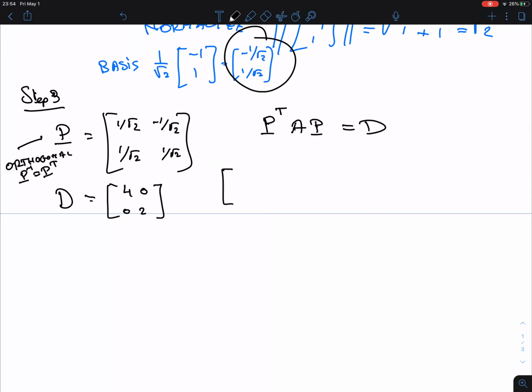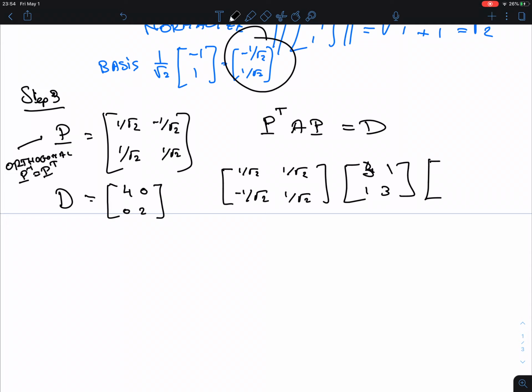So okay, let's write down the transpose of P first. So this is P, so the transpose of that is 1 over radical 2, minus 1 over radical 2. I write the rows as columns. 1 over radical 2, 1 over radical 2. And we have 4, A. What was A? 3, 1, 3.